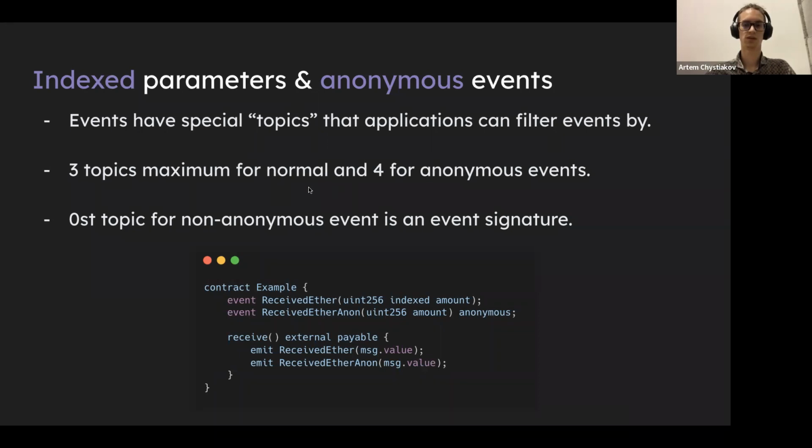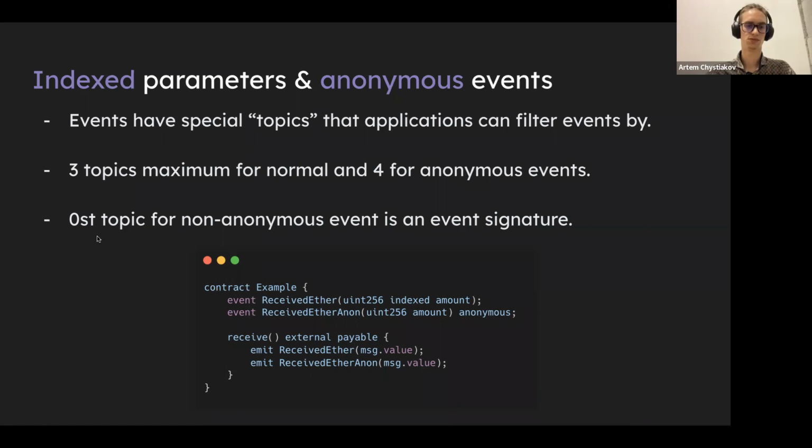Using normal events, we have 3 topics at our disposal, and using anonymous events, we have 4 topics. So what is an anonymous event? Here is the declaration of an anonymous event. What it basically means is that the enumeration of topics starts from 0.